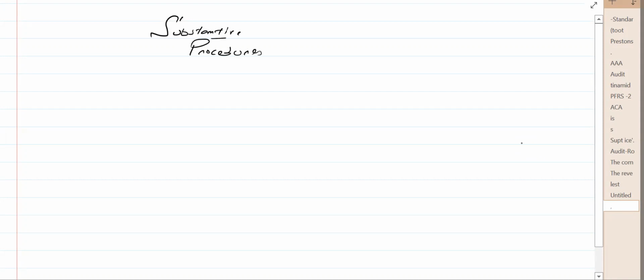All right, so we have the substantive procedure, first of all, the topic which we are going to revise, and very, very important for the exam, substantive procedures. Now, first of all, let's clear the understanding regarding this topic. What exactly is the substantive procedure? So remember, there are two types of audit procedures.